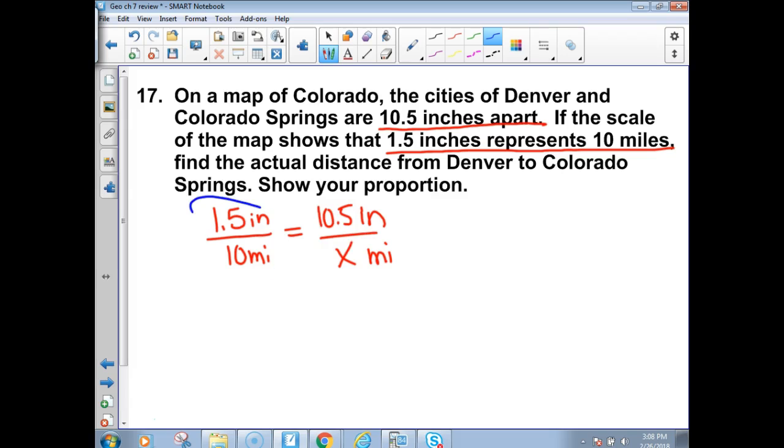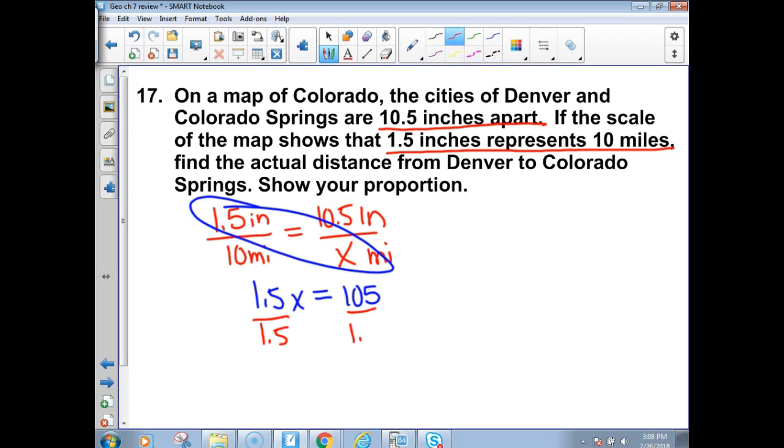So we multiply across, we get 1.5 times x equals 105. 10 times 10.5 would be 105. Divide 105 by 1.5. So on your calc, just hit 105 divided by 1.5. Or actually, you can do it all at once. You can type 10 times 10.5 divided by 1.5. I don't remember how big that was. How many? 70? Thank you. 70 miles.